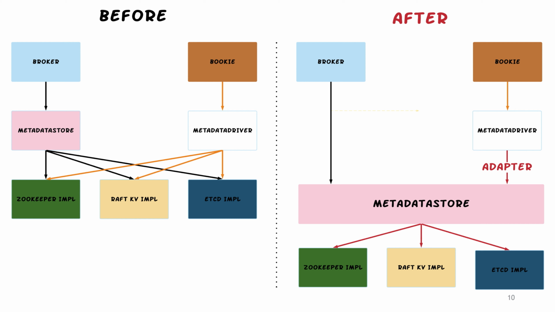The second change is to provide a flexible way to handle metadata by introducing a unified Metadata API for metadata abstraction. Currently, brokers and bookies access metadata via different interfaces. If we want to use other metadata backend services, we need to implement the interface to the metadata backend services separately, which is not an effective method.